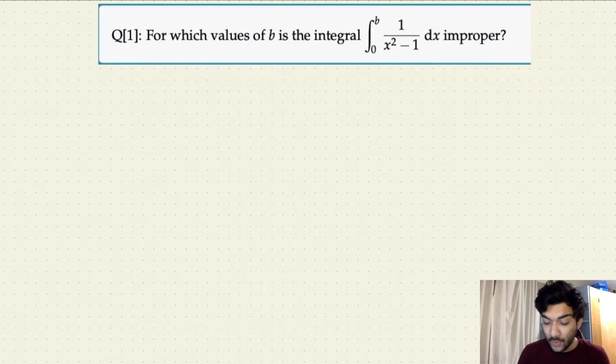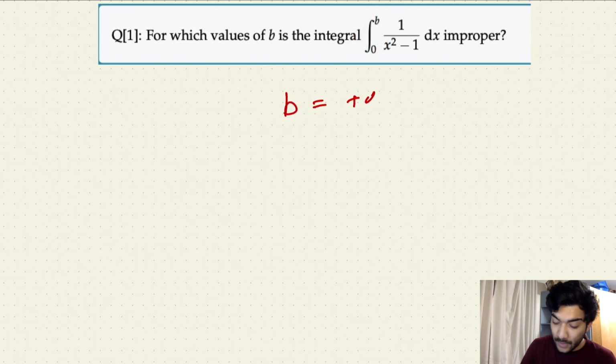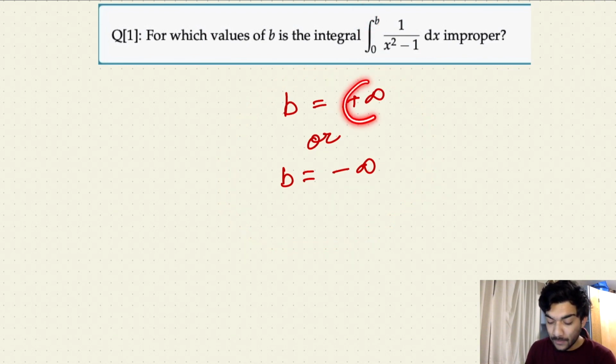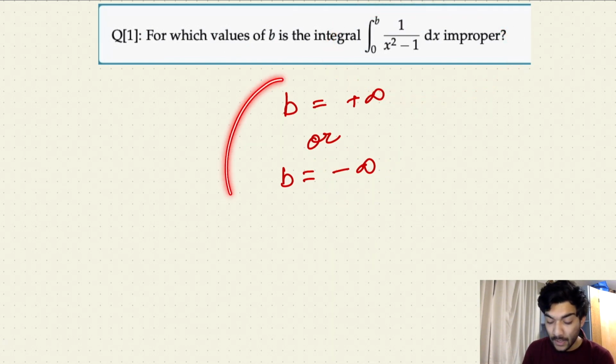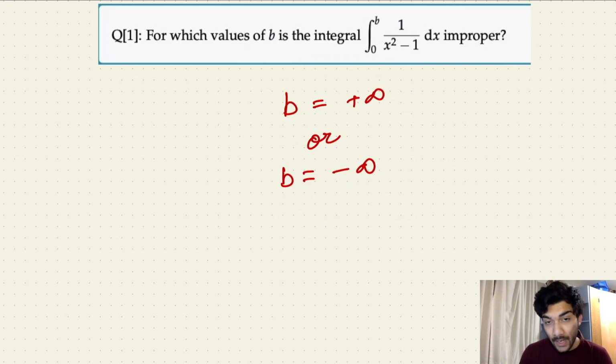There are basically two reasons when your definite integral can be an improper integral. The first reason is when one of your limits is not a real number. For example, in this case, since we are calculating the definite integral of this expression from 0 to b, if b is either infinity or minus infinity, we know that both of these values are not real numbers, right? So if b is plus infinity or minus infinity, this integral would be an improper integral. This is the first reason why a definite integral can be improper.